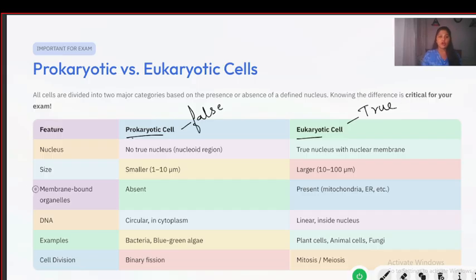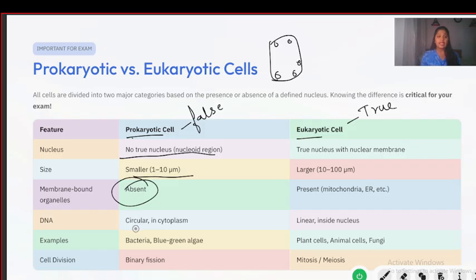Why? Because in prokaryotes, no true nucleus is present. They do not have a true nucleus. The size ranges from 1 to 10 micrometer and membrane bound organelles are absent. In a cell there will be a membrane, and the membrane bound organelles would be bound to this membrane, which is absent in prokaryotes. DNA is circular in the cytoplasm. Examples of prokaryotes are bacteria and blue-green algae, and cell division usually happens by binary fission or other asexual methods in prokaryotic organisms.